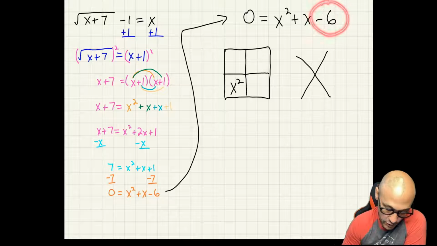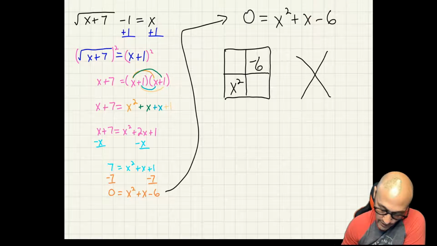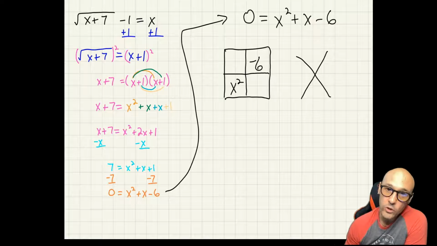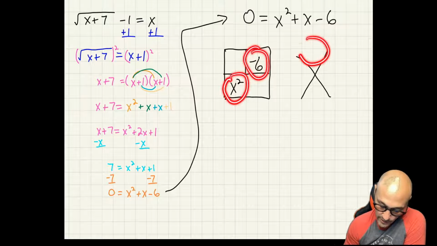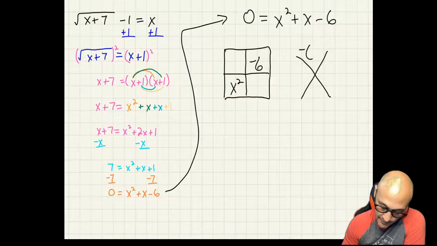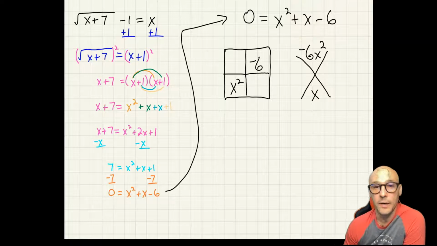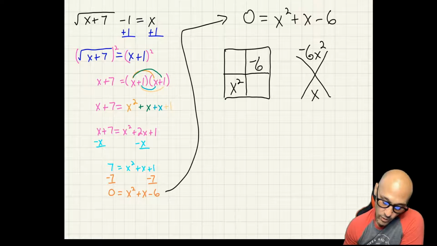The constant, just the number, goes in the corner opposite the x squared term. And now I multiply those together. Negative 6 times x squared, the result goes right there. It's negative 6x squared. The x term, which in this case is just plus 1x, goes in the bottom. And we're going to fill in the left and the right-hand sides.